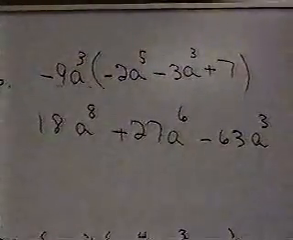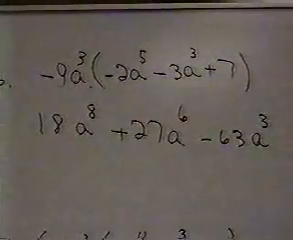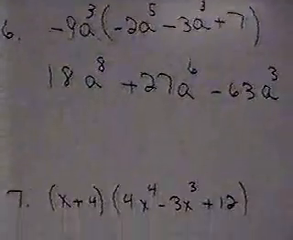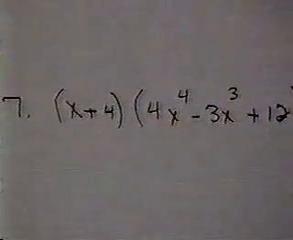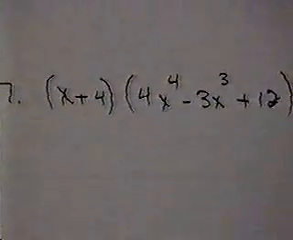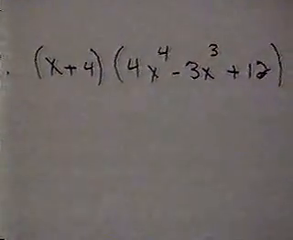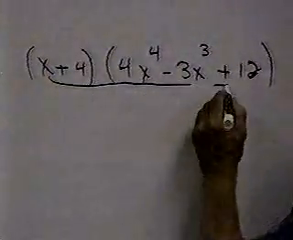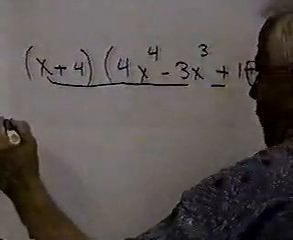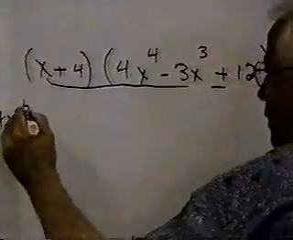Distributive property. Okay. Now let's look at number 7. I want to show you 2 ways of working 7. The written up notes have what's called a distributive property. What it's saying is I'm going to multiply this x times everything inside. So that would be 4x to the 5th.